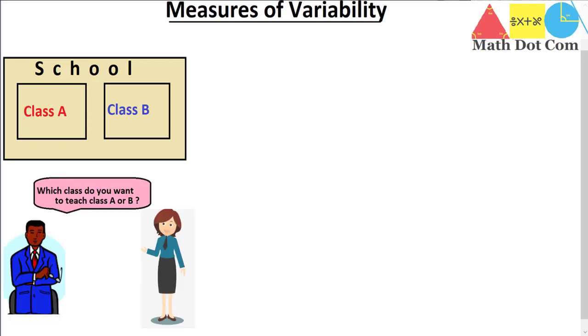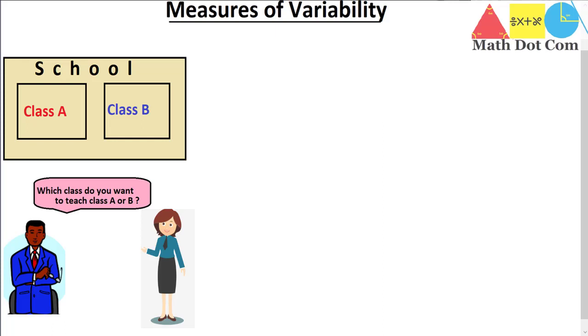So the principal gave a choice to the teacher that she can choose from class A and B, whatever class she wants to teach, but he has given some information regarding the two classes. What he told her is the mean reading level of both the classes, so that the teacher can easily make a choice on the basis of mean reading level.